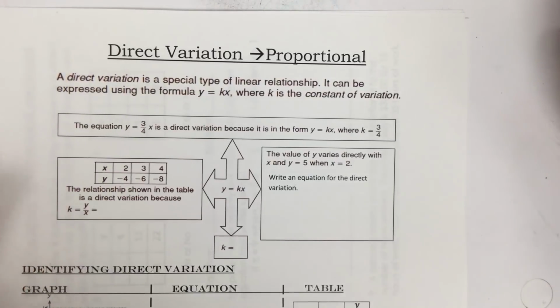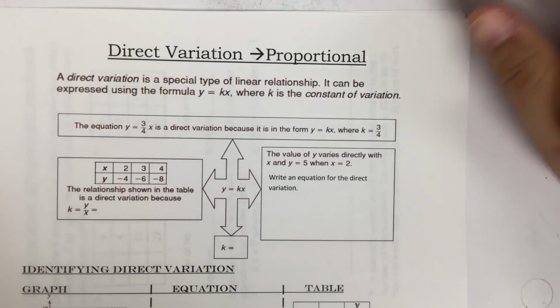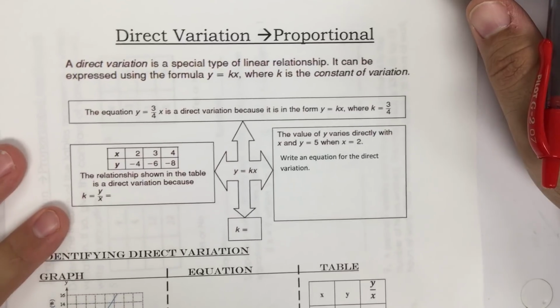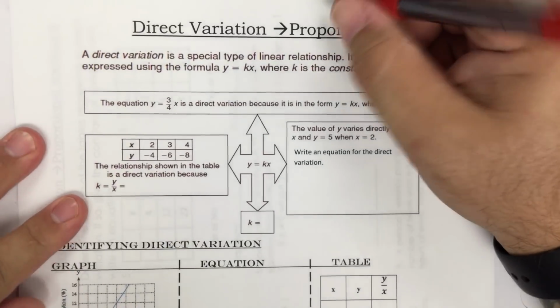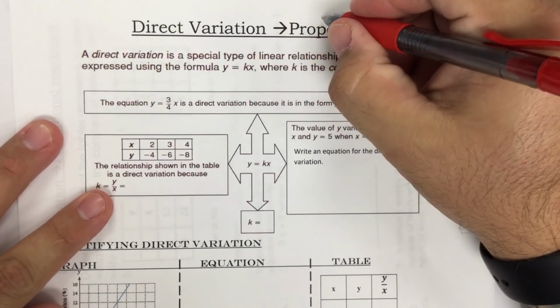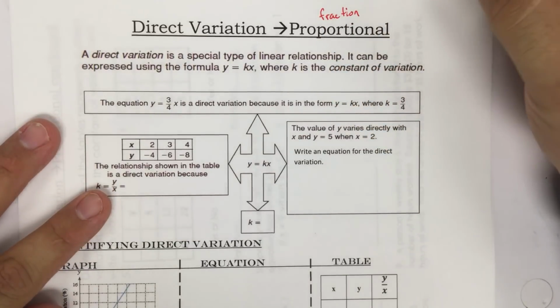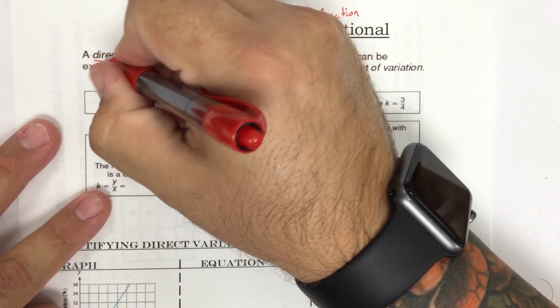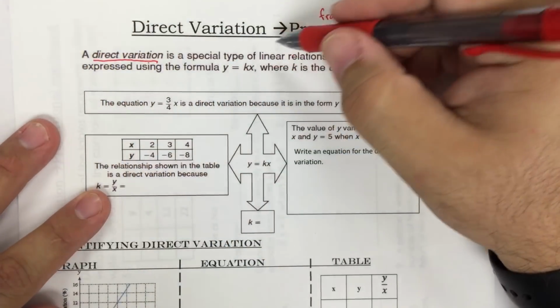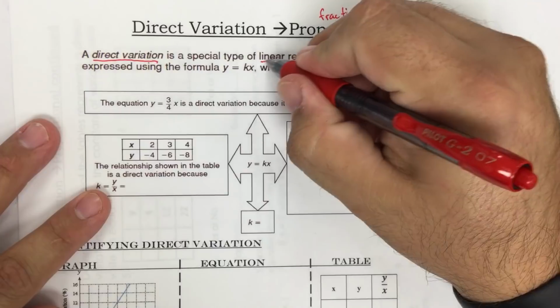Okay, so today we're going to be talking about direct variation. Direct variation means something's proportional. This usually means that we're going to get something like a fraction. That's what proportional means. A direct variation is a special type of linear relationship.